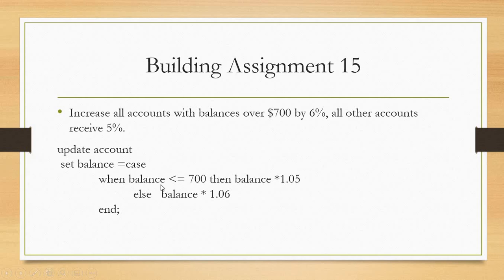And we do when balance less than or equal to 700, then balance times 1.05. This is our current balance plus the 5% increase. Else, balance times 1.06. That means if it's greater than 700, we get the 6%. And then we use our end statement to end our command.